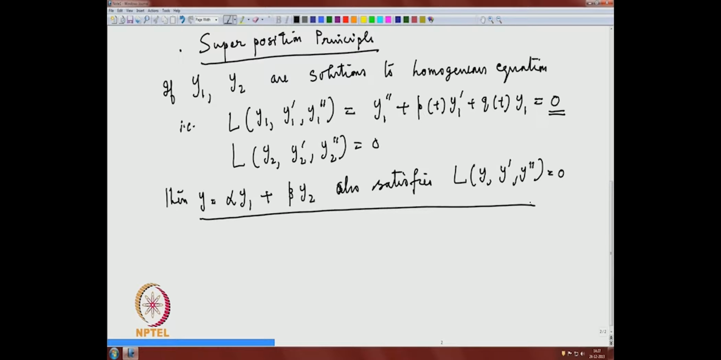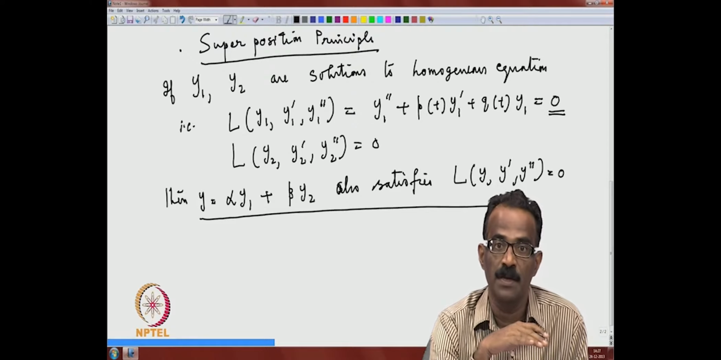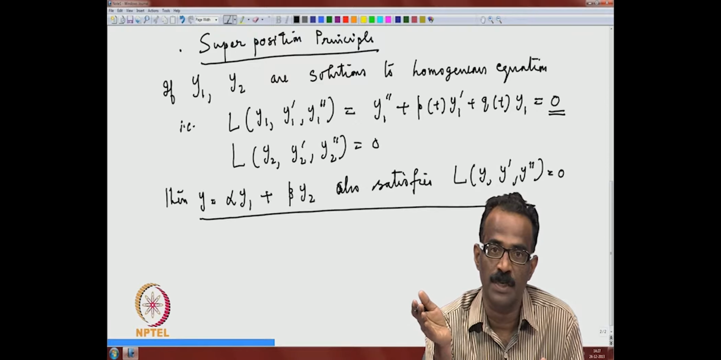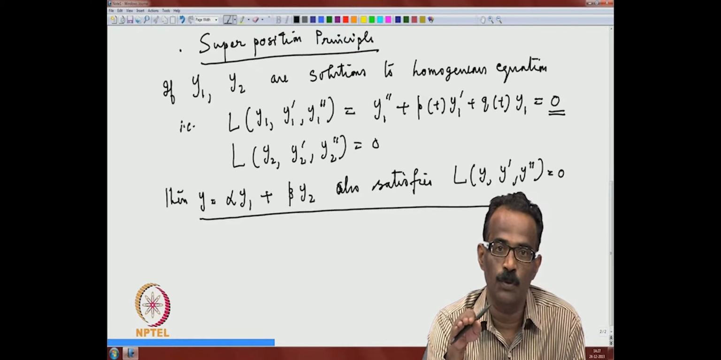We exploit this to understand the solution structure of the homogeneous and non-homogeneous equations. One of the difficulties, unlike in the first order equation, where we could completely determine the solutions to the differential equation, is that there is no general recipe to find the solution to the second order equation.